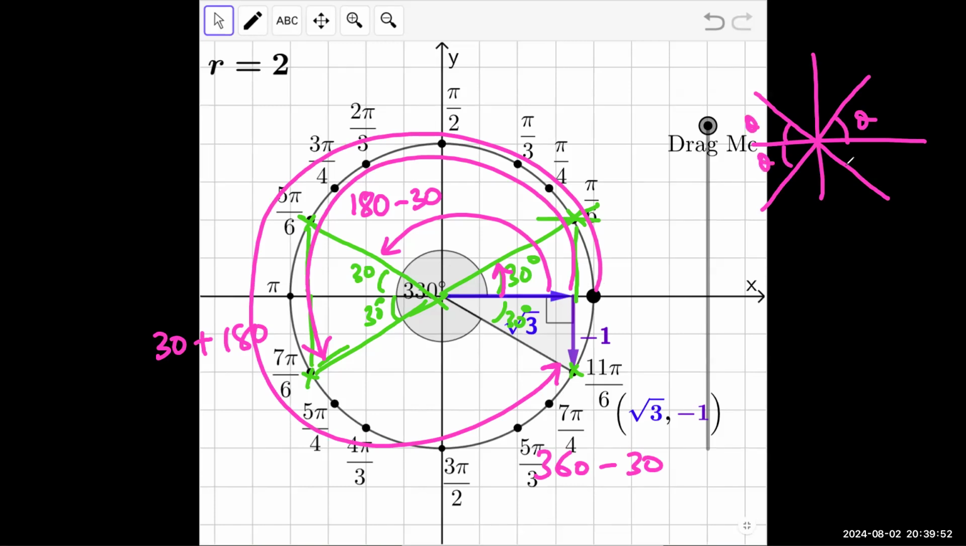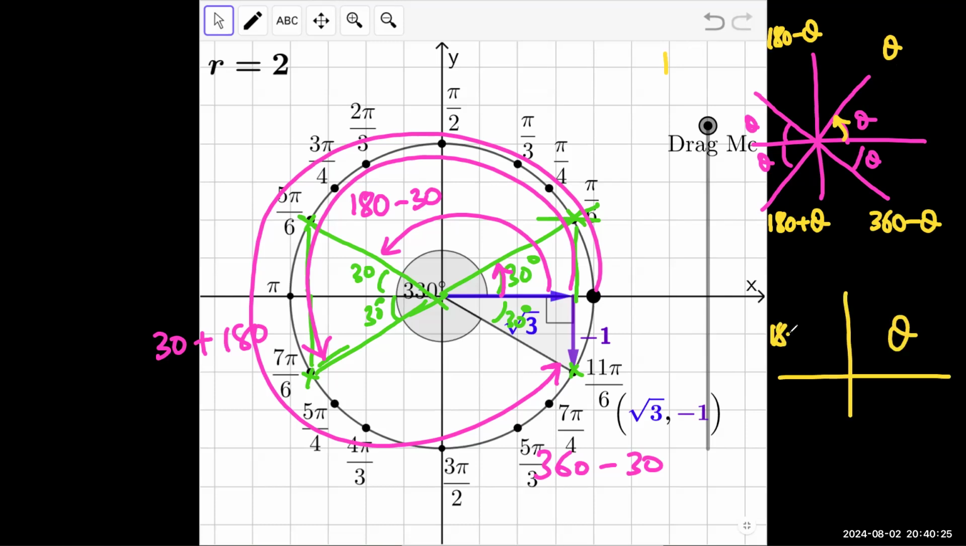if the basic angle made is theta, and the basic angle is always made with the x-axis, then in the first quadrant, it gets you the angle theta. In the second quadrant, it represents the angle 180 minus theta. In the third quadrant, it represents the angle 180 plus theta. In the fourth quadrant, it represents the angle 360 minus theta. So again, in short, theta, 180 minus theta, 180 plus theta, 360 minus theta.